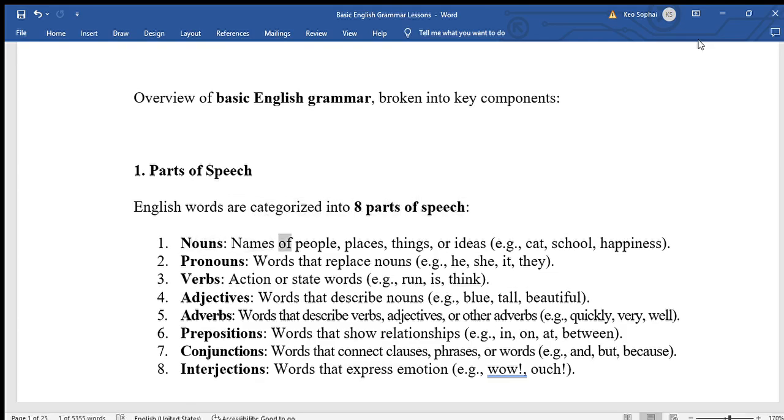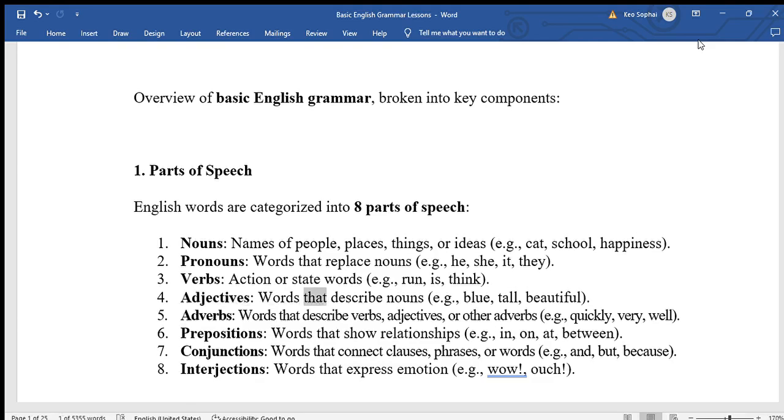Nouns, names of people, places, things, or ideas, example cat, school, happiness. Pronouns, words that replace nouns, example he, she, it, they. Verbs, action or state words, example run, is, think.